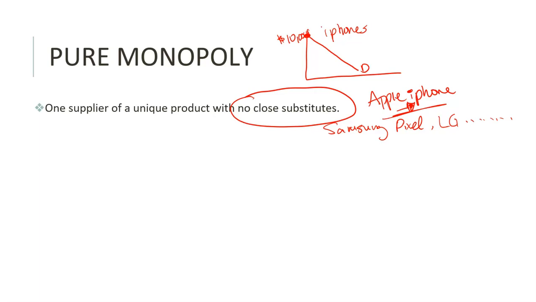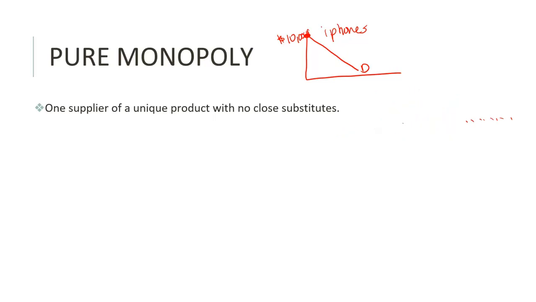There's no substitute. Other things that would actually be a pure monopoly would be potentially the post office, the U.S. Post Office.